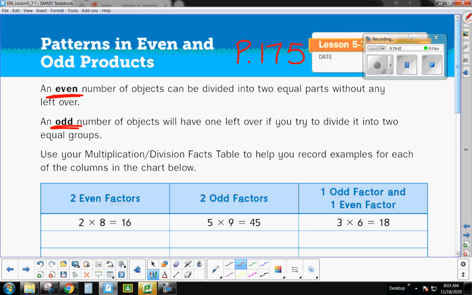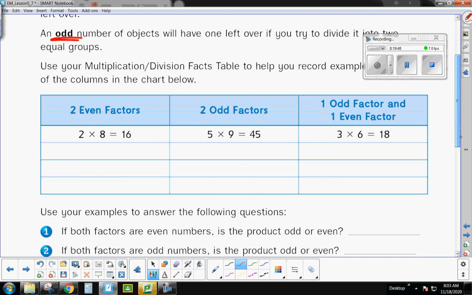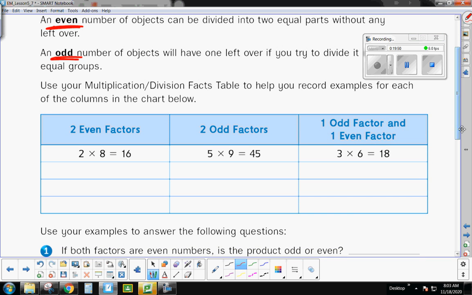Now, I want you to use your multiplication division fact table and record some examples of multiplication facts with 2 even factors, record some examples with 2 odd factors, and then record some examples with 1 even and 1 odd. So here's what I mean. They gave me some examples.